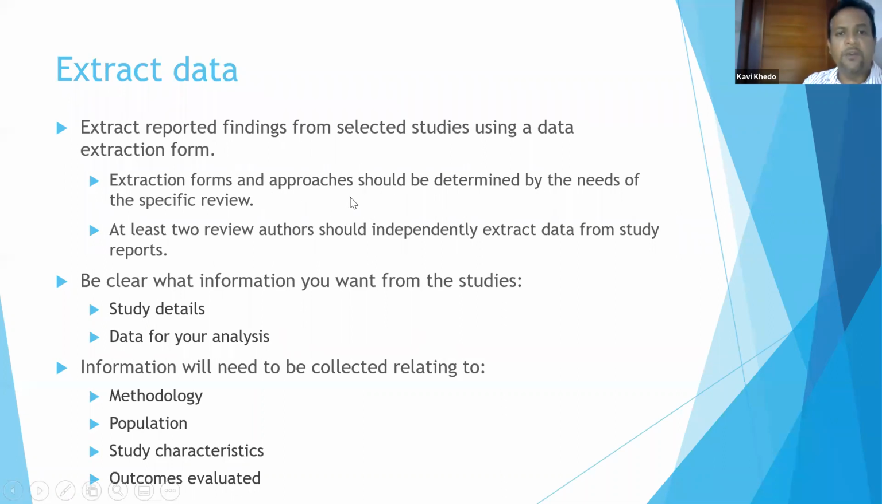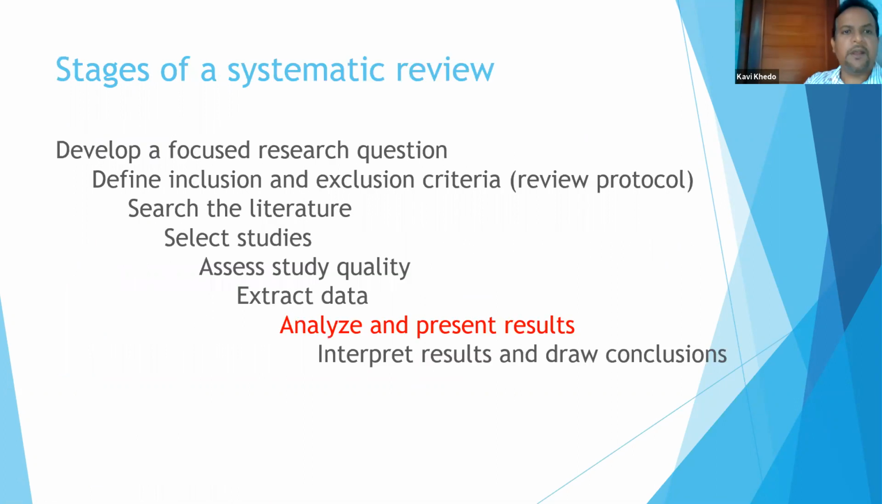The extraction form and approaches should be determined by the needs of the specific review. At least two review authors should independently extract the data, again to remove bias. Be clear what information you are extracting. The information will need to relate to the methodology they used, the study characteristics, and the specific outcomes they used.